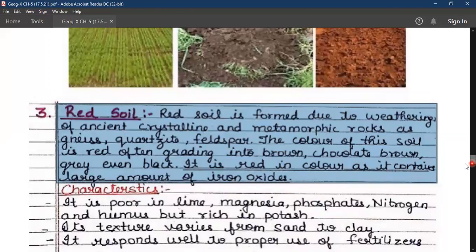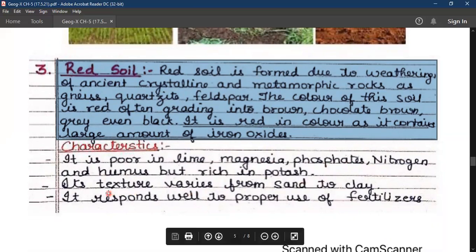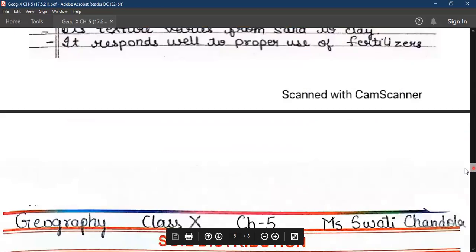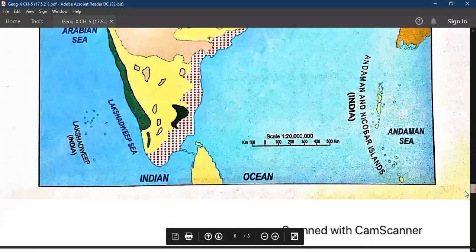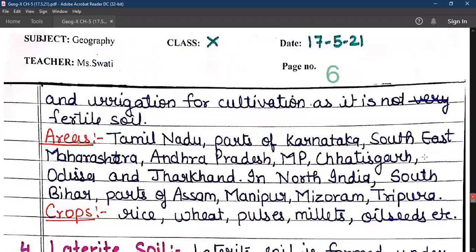Characteristics of red soil are: it is poor in lime, magnesia, phosphate, nitrogen, and humus, but rich in potash. Its texture varies from sand to clay. Red soil responds well to proper use of fertilizers and irrigation for cultivation, as it is not a fertile soil.